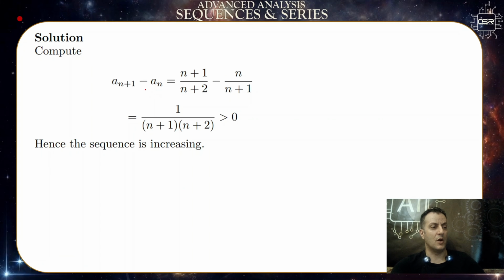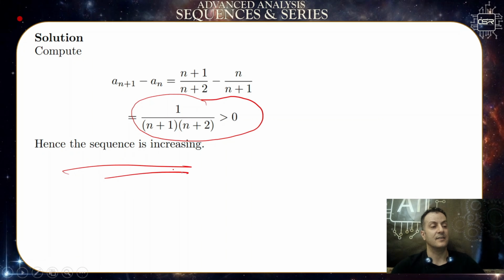So a(n+1) minus a(n) is equal to (n+1) divided by (n+2) minus n divided by (n+1), which is 1 over (n+1) times (n+2), and it is greater than 0. Hence, the sequence is increasing or monotonically increasing.